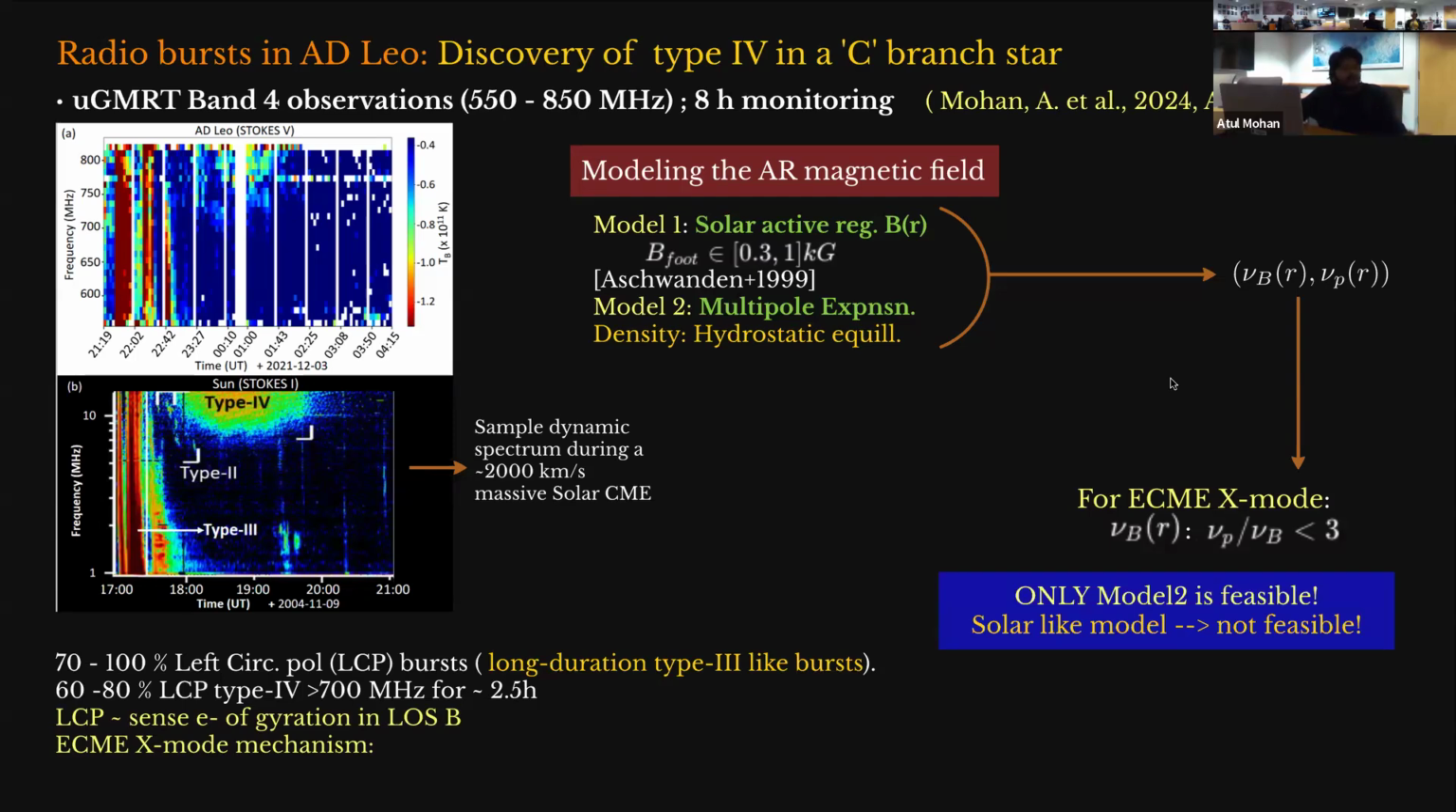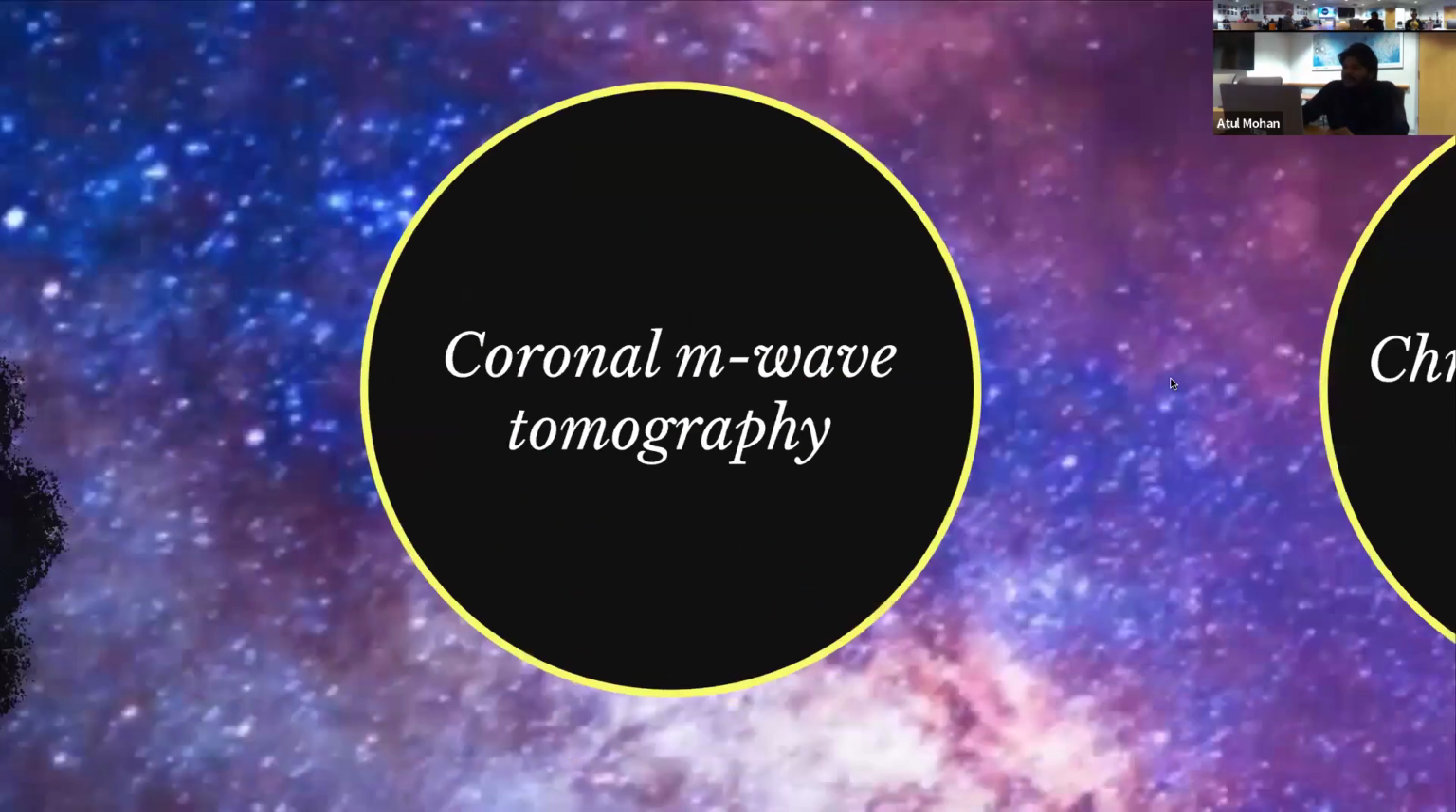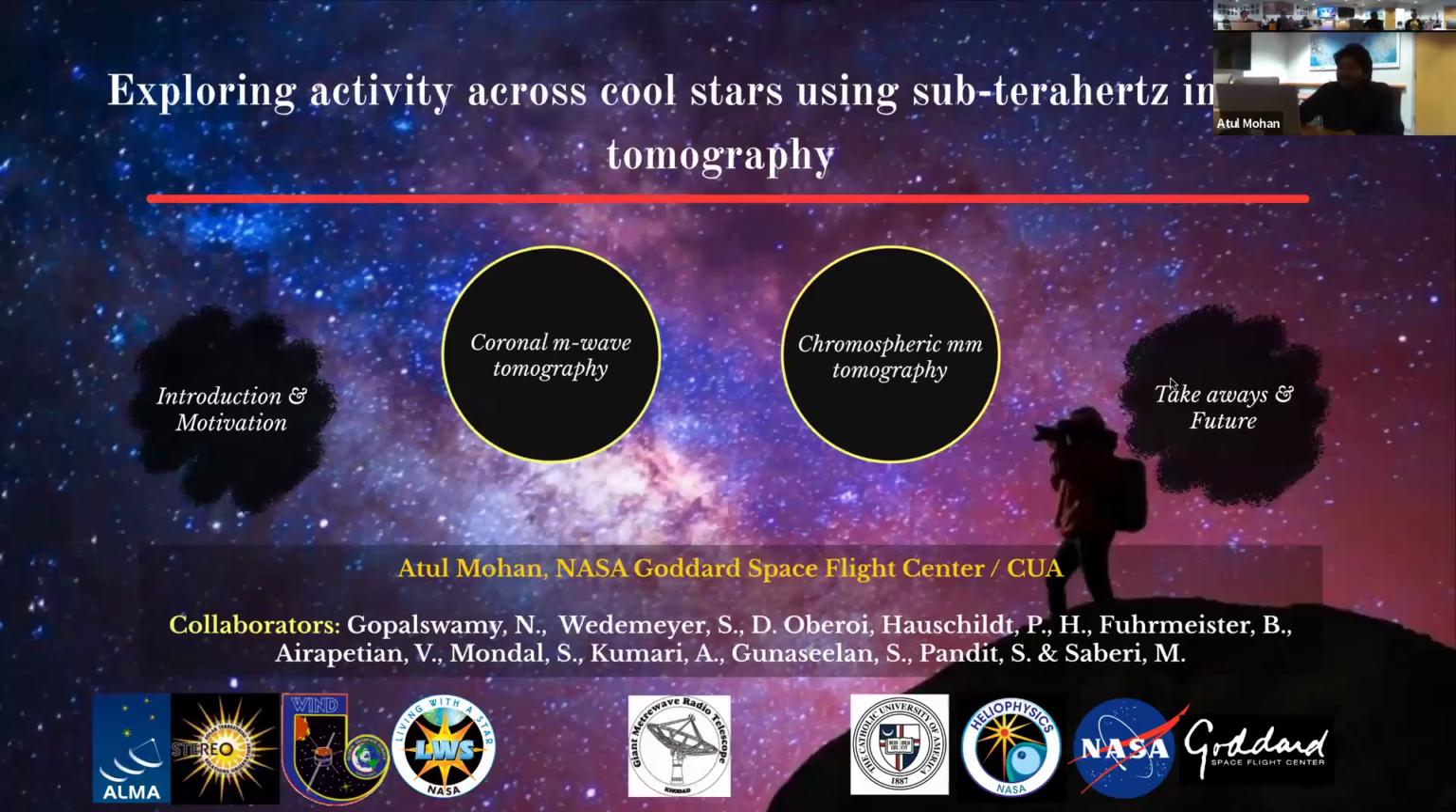Okay. And the answer was surprisingly and excitingly that none of the solar-like active region models would fit the star. And you would not see an emission at these frequencies. Okay. So that's about the coronal meter wave tomography.